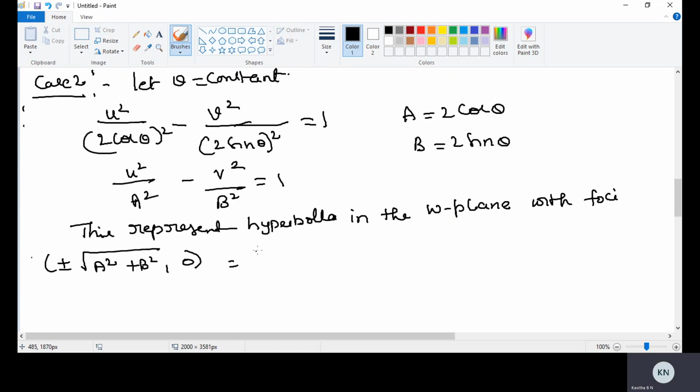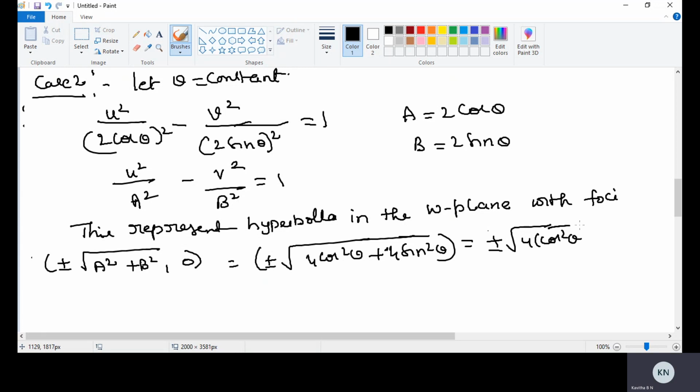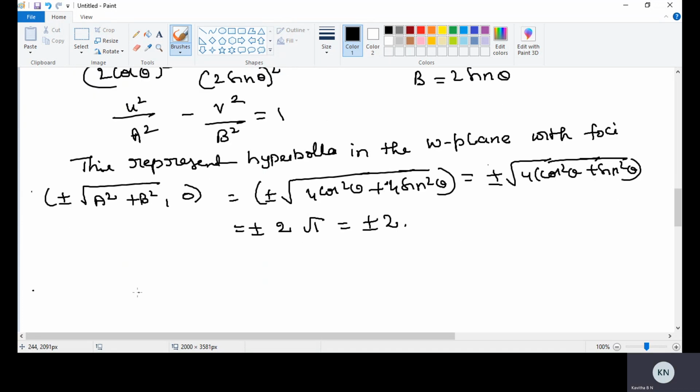So substitute the values here. Plus or minus square root of a is 4 cos square theta, b is 4 sin square theta, means plus or minus square root of 4 into cos square theta plus sin square theta. Cos square theta plus sin square theta is 1, means plus or minus 2. Means plus or minus 2 comma 0. The foci are plus or minus 2 comma 0.